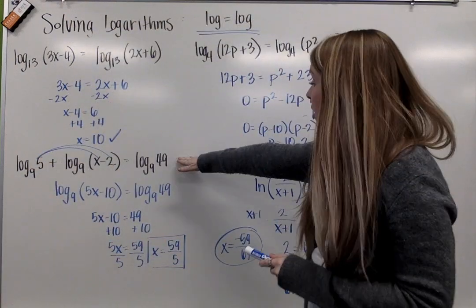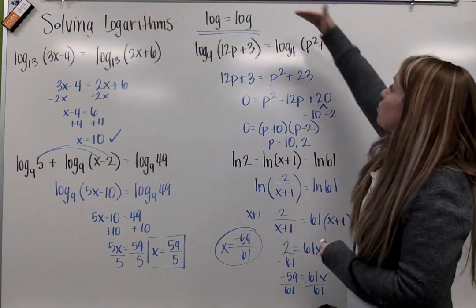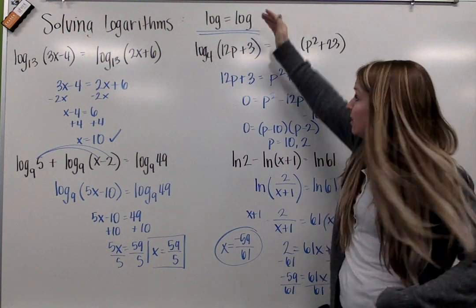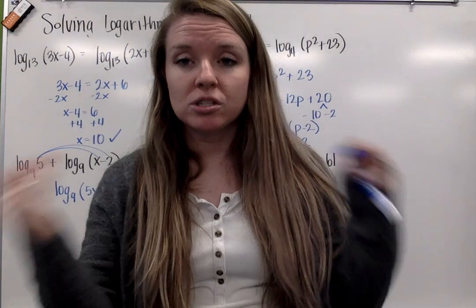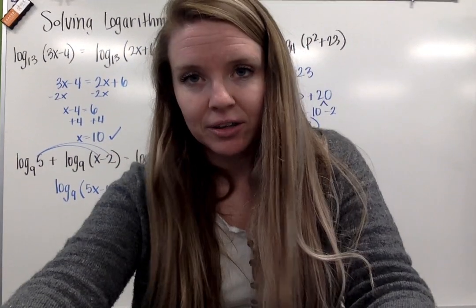As long as we remember our condensing properties, once we have a log equaling a log, those bases are the same. So using that equality property, we can just solve for the inside of our logarithms.